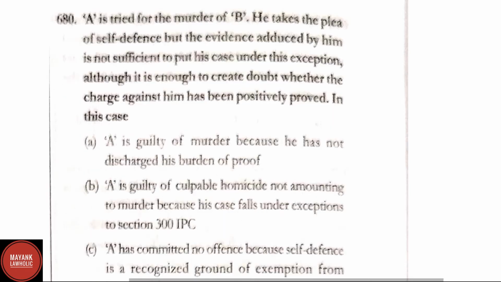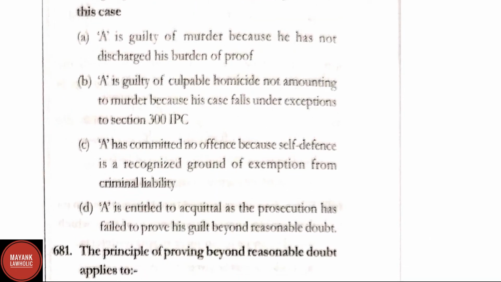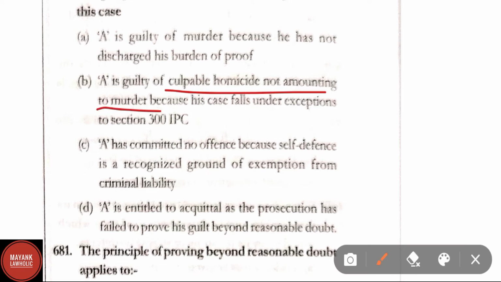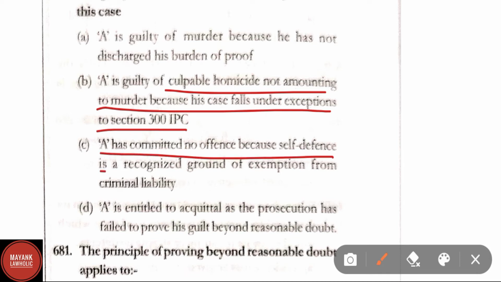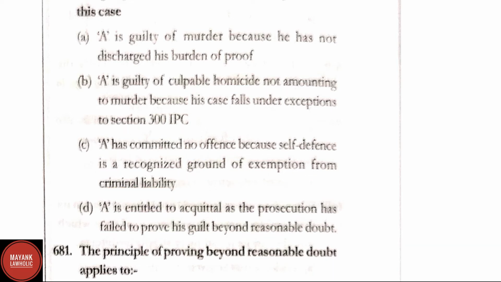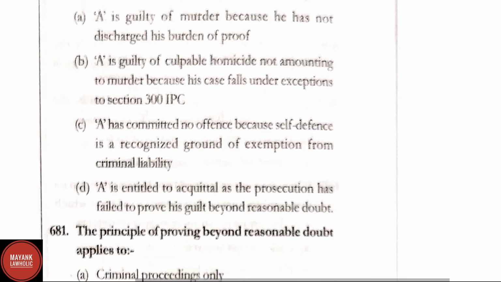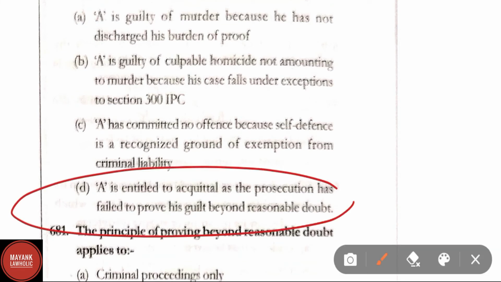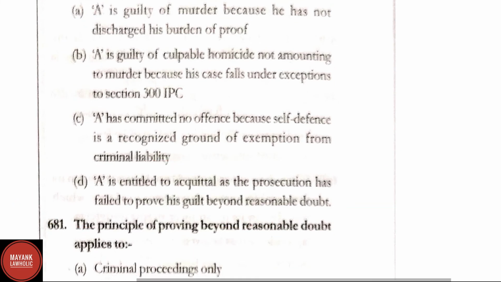In this case, option A, A is guilty of murder because he has not discharged his burden of proof. Option B, A is guilty of culpable homicide not amounting to murder because his case falls under the exceptions of section 300. Option C, A has committed no offence because self-defense is a recognized ground of exemption from criminal liability. And option D, A is entitled to acquittal as the prosecution has failed to prove his guilt beyond reasonable doubt. In question number 680, correct answer is option D, that is A is entitled to acquittal as the prosecution has failed to prove his guilt beyond reasonable doubt.